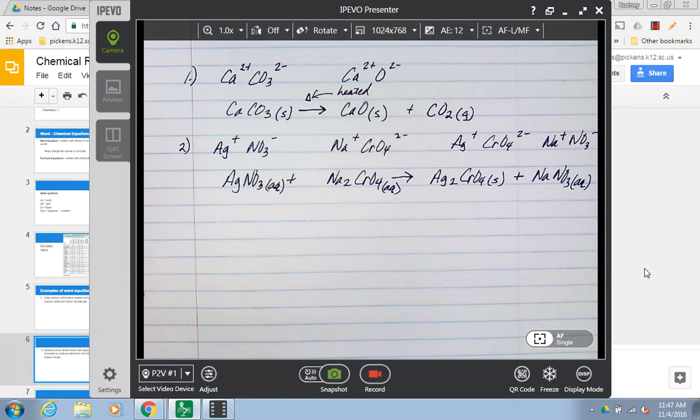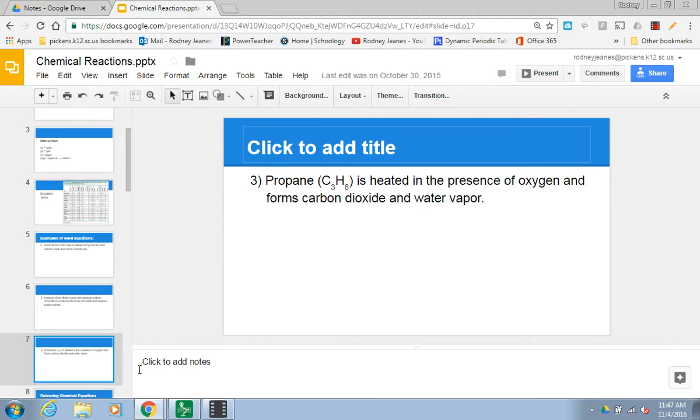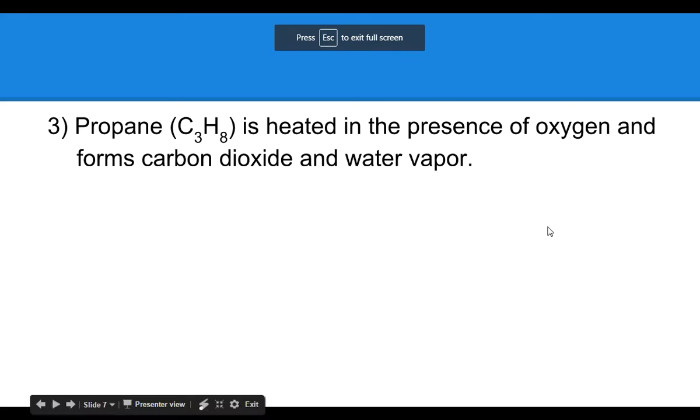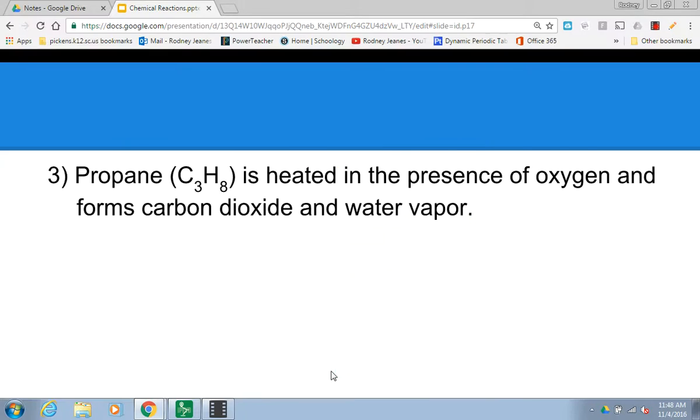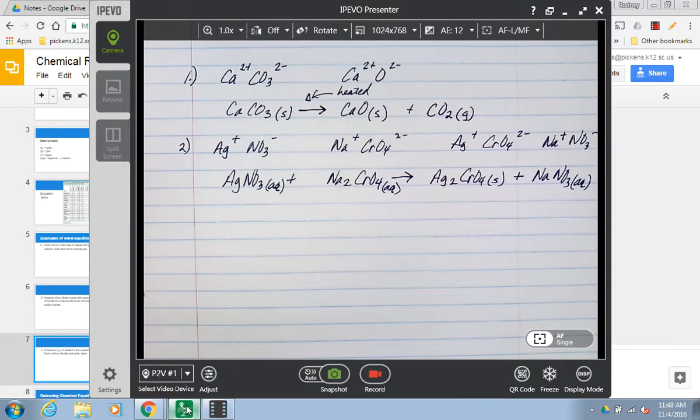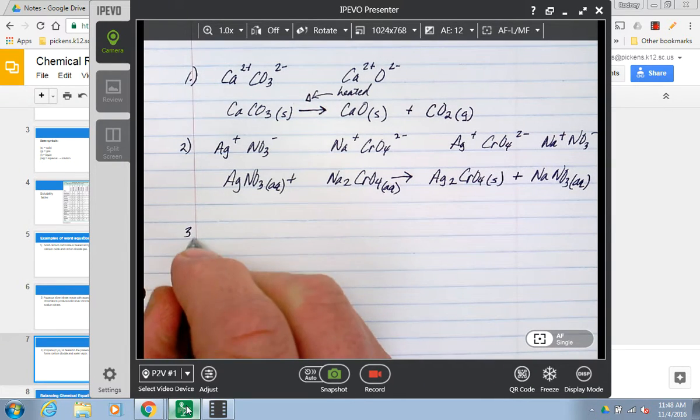All right, so let's go to our example number 3 now. Pause the video at this point and copy this example down. Okay, in this one we have propane. I went ahead and gave you the formula for propane. It's heated in the presence of oxygen and forms carbon dioxide vapor. All right, so let's take a look at this one, and we will convert this one over to words as well. So this is number 3.